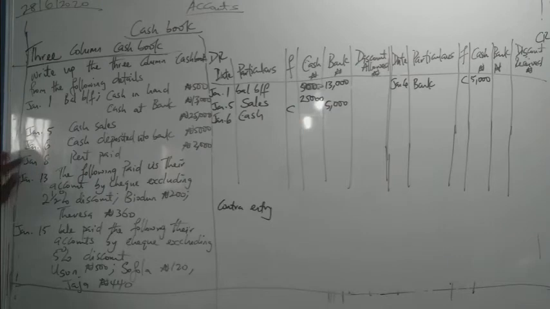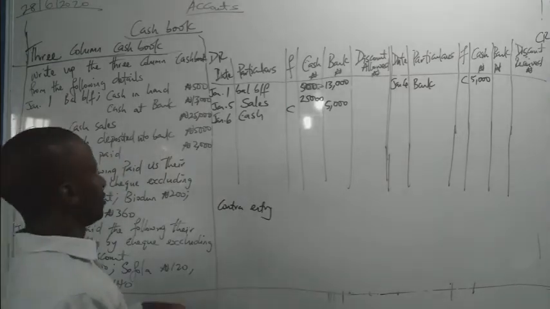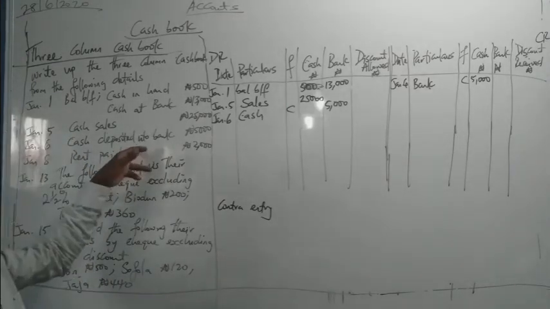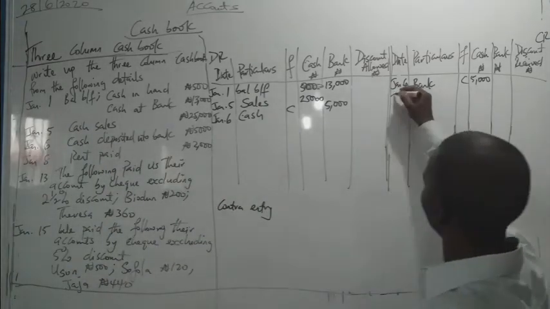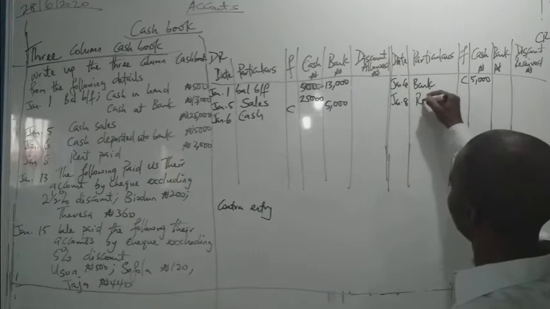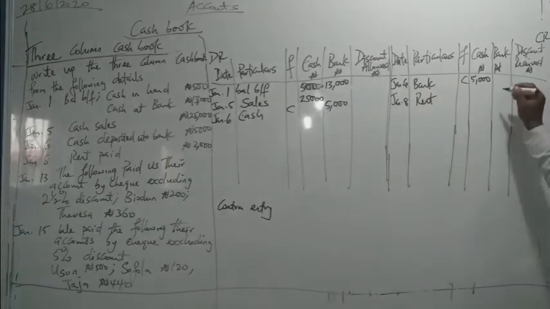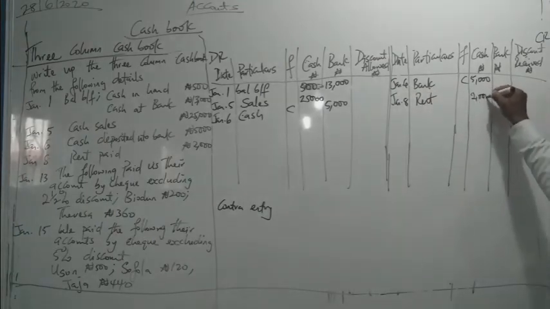Now the next one, January 8th, rent was paid. Money is going out. Rent paid 2,000 naira. So for this one, there was nothing like cheque here, so we'll assume it is cash. So money is going out on the credit side. Rent. How much? 2,000 naira.